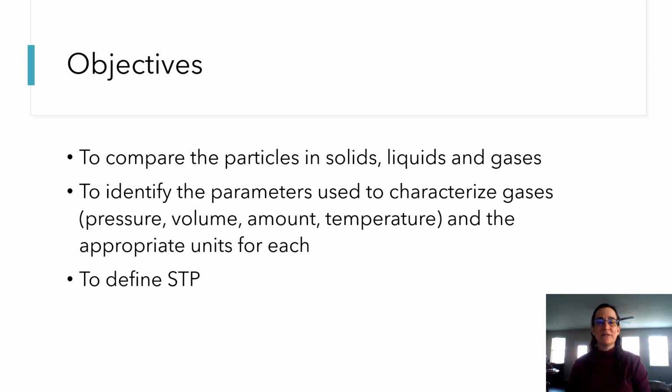Our objectives for this video are to look at the particle picture for solids, liquids, and gases and compare and contrast the three states of matter, and then also look at the standard variables or parameters that are used to characterize gases, and also to define something that pops up over and over again in problems, which is STP. So when you see that, you'll know what that means.